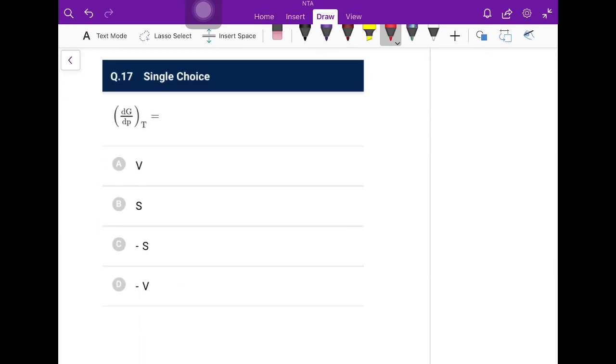dG by dP at constant temperature will be. This question is somehow, we do not study this type of equations in our syllabus much, but let's see how we will solve this. G is defined as H minus TS, and we need to convert it somehow to the terms of pressure, because G is being differentiated with respect to pressure here. So H is E plus PV, minus TS.